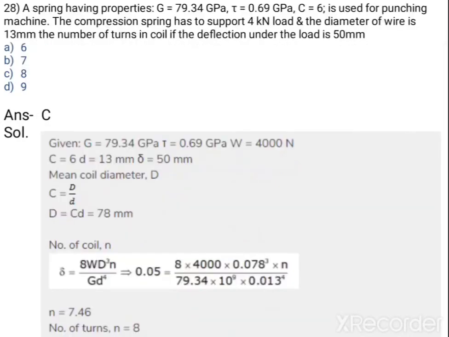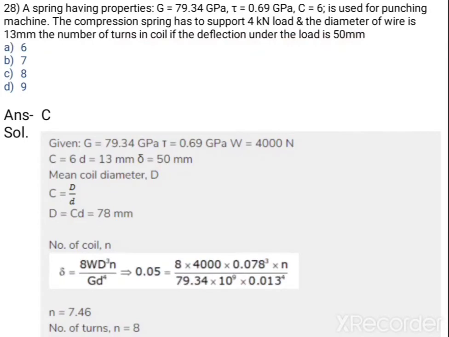Next, question number 28. A spring having the properties G is equal to 79.34 gigapascal. Spring index is given, 6. Shear stress is given, 0.69 gigapascal, for a punching machine. The compression spring has to support 4 kilonewton load, and the diameter of wire is 13 mm. Find the number of turns in the coil if the deflection under the load is 50 mm.